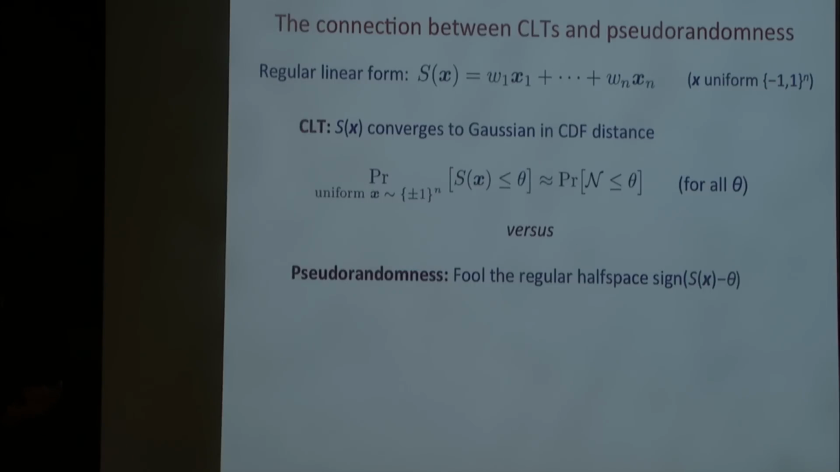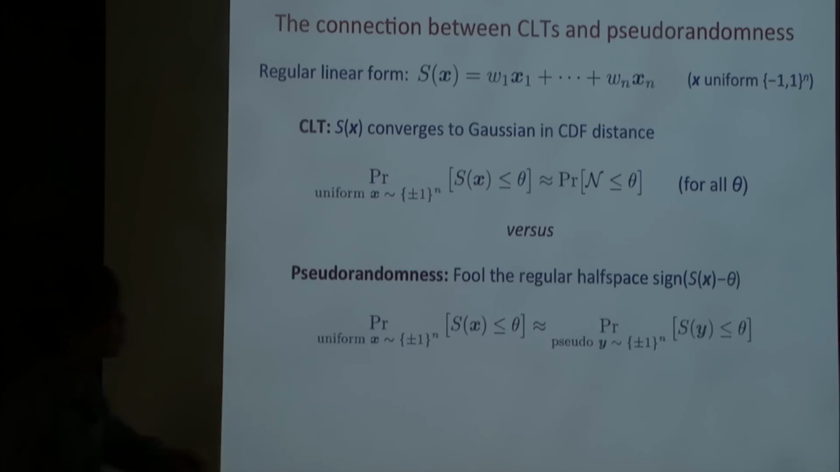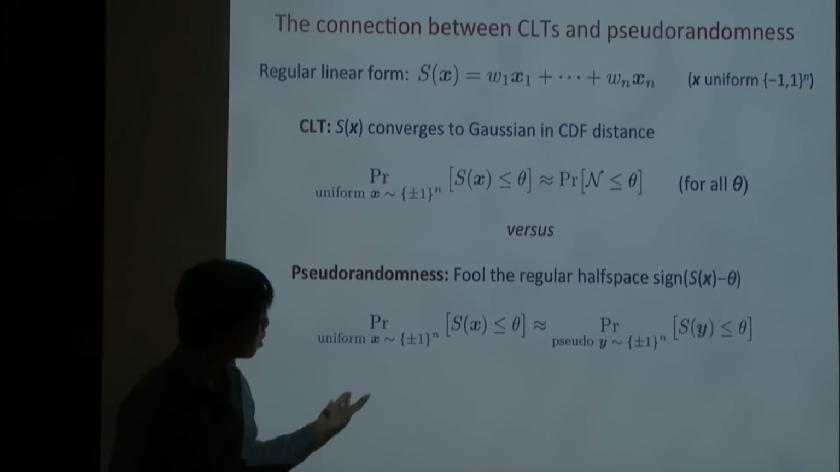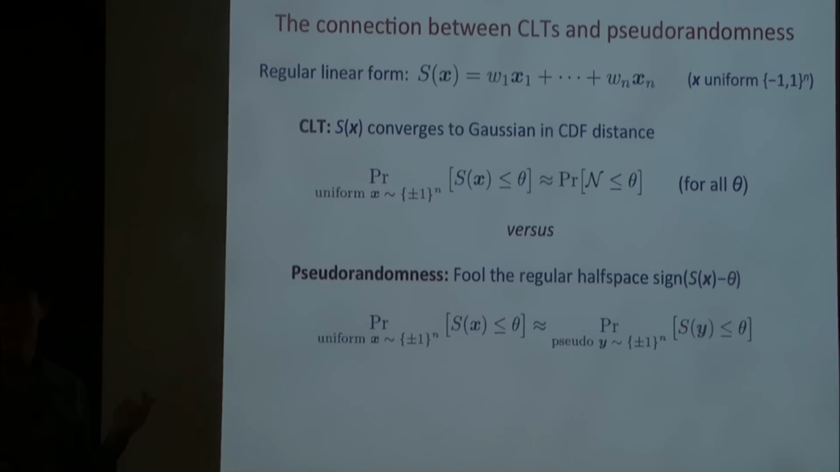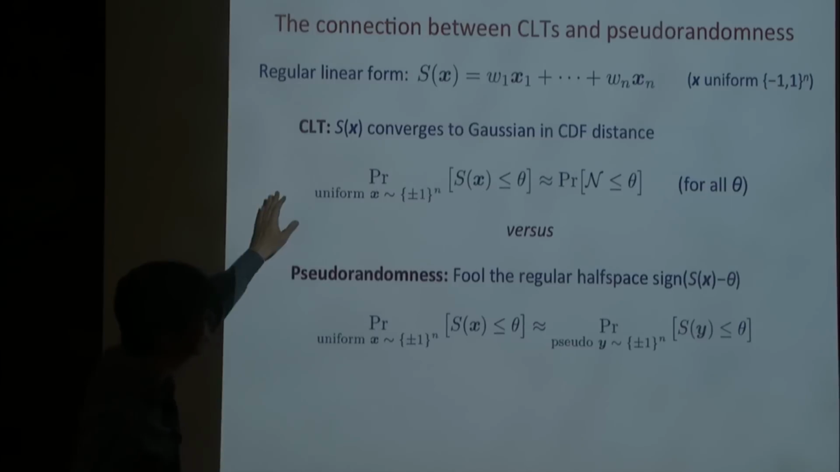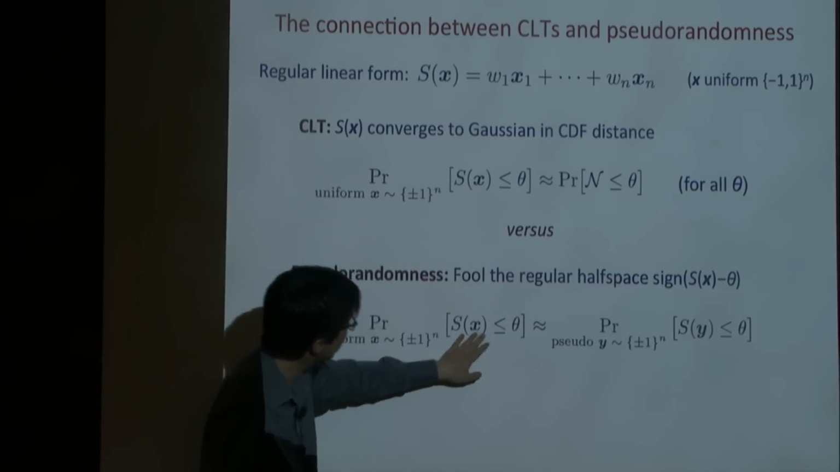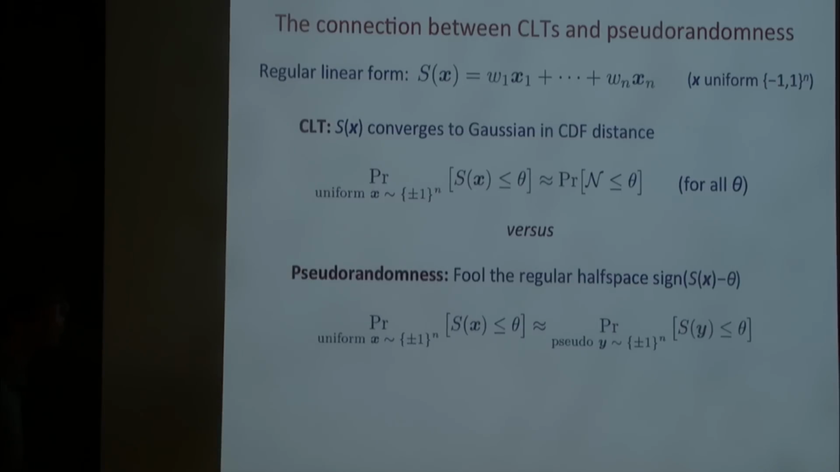So what does it mean to fool the regular half space, sign of S(x) minus theta? It says that the probability that your half space says yes under uniform random inputs is roughly the same as the probability that your half space says yes under pseudo-random inputs. That is, under uniform x, S(x) below theta is roughly the same as under pseudo-random y, S(y) below theta. So at least by pattern matching, the left-hand sides are identical. It's just the right-hand side: on one hand, you get to compare it with a Gaussian. On the other hand, what you really want to compare it with is a pseudo-random input y.